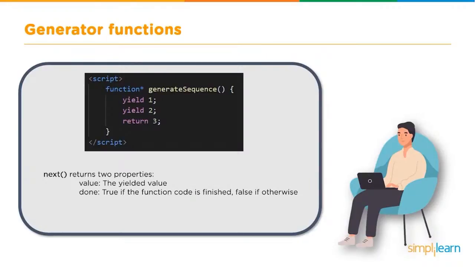So the result of the next method is always an object with two properties. It has the value property, which is the yielded value, and then it has the done property, which is true if the function code is finished or false otherwise. So let me show its execution for a clearer understanding. Let's go back to our VS Code.